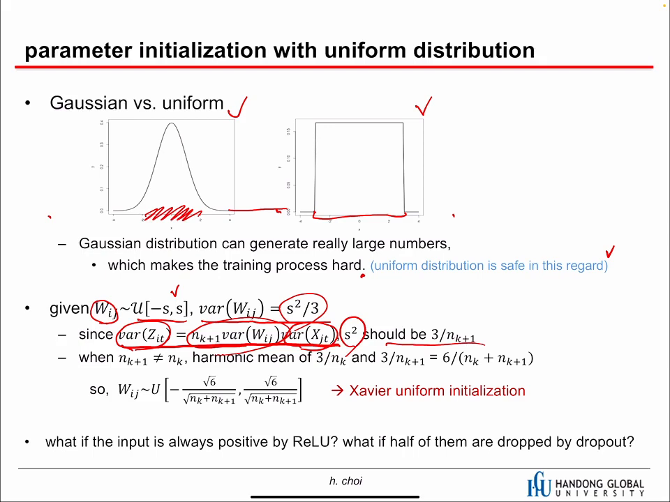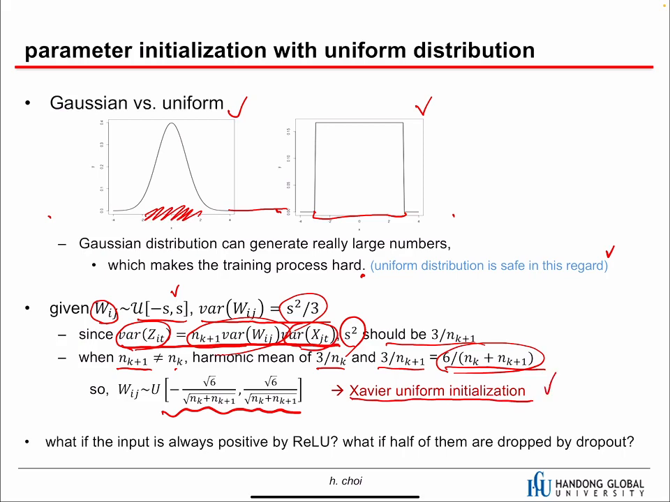And then when the input and the output dimensions are different, we can use the harmonic mean of this one and this one. So now we have this one. Since s squared should be this one, we have the uniform distribution for the parameter initialization. So this one is the Xavier uniform initialization. I think this is one of the most popular initialization techniques.